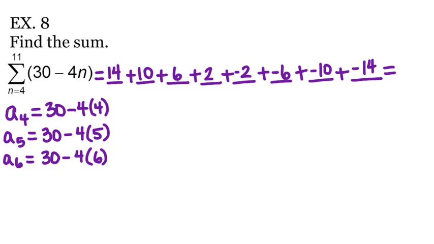This time when I add these together, I notice that I have positives and negatives that are the same value. So anytime that happens, those are going to cancel out. So the 14s would cancel, tens would cancel, sixes and twos. So if everything cancels, then the sum of this sequence is actually 0.